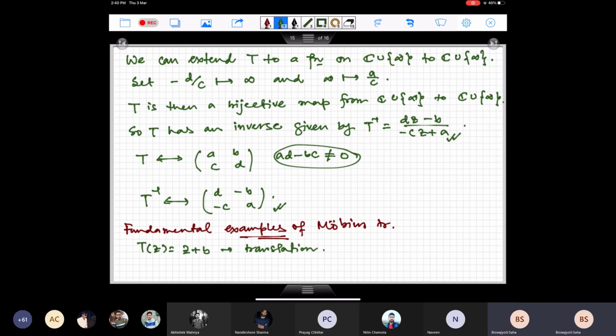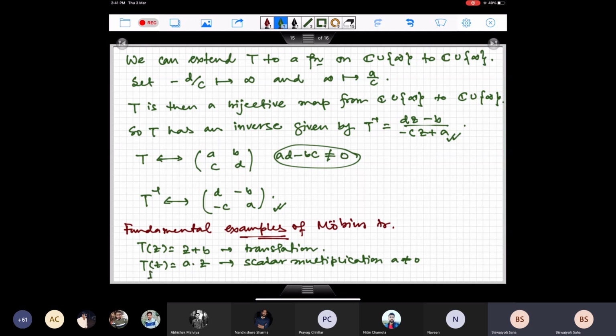Okay, and the next one we can take T of Z is equal to, let's say, A times Z. So this is going to be scalar multiplication. And of course here I am going to take A not equal to 0. Okay, and if for example I have A of unit modulus, so A will be e power i theta, you can also treat this as rotation by theta.